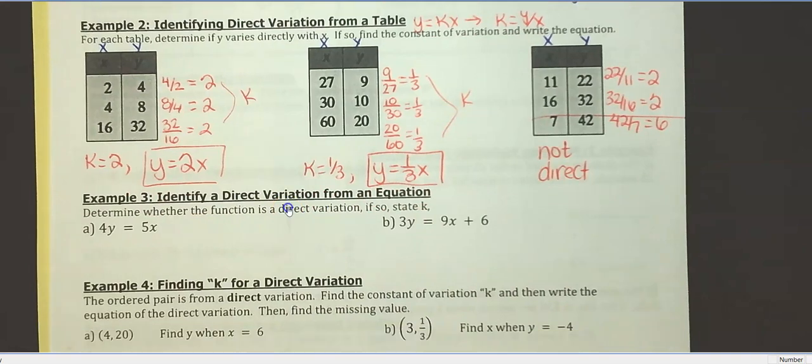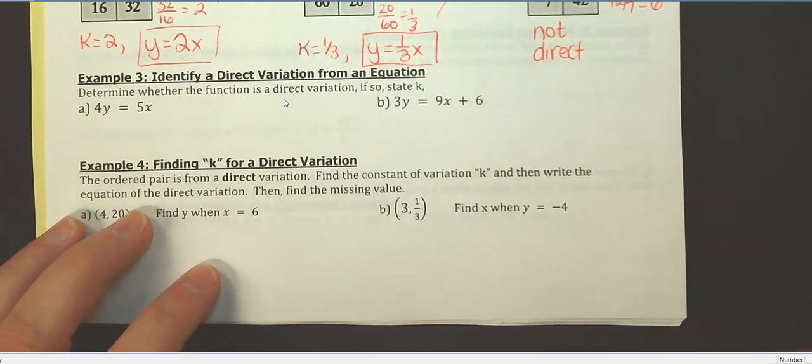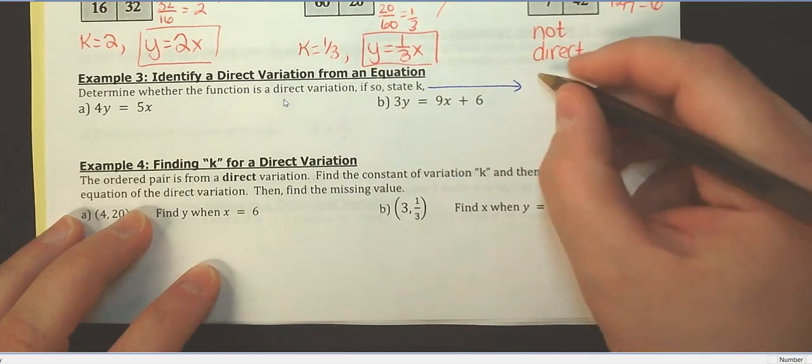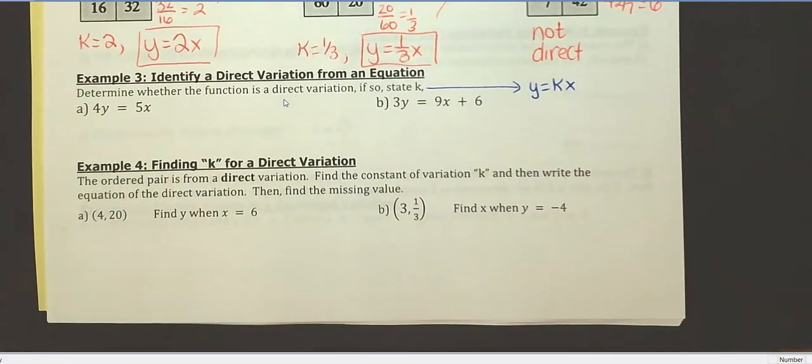Okay. Now, the last method is from an equation. So determine if this is a direct variation, and if you think it is, what would the k value be? So basically I want to know if I can write it in that format, just y equals some number times x. So if I give you 4y equals 5x, how would you determine if that's a direct variation? Like, what would you do? Or how would you figure out the k value?